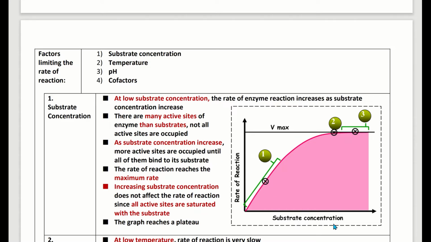Okay, so you tambah lagi substrate pun, you tambah lagi bahan pun, rate of reaction tu tak boleh lagi increase. Dia dah jadi mendatar. Kenapa? Sebab semua active site, semua enzyme sudah saturated with substrate.